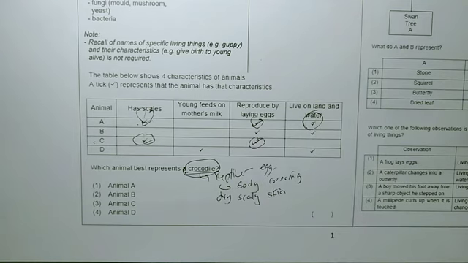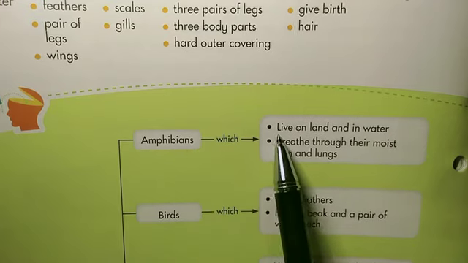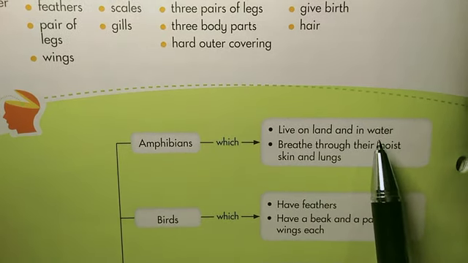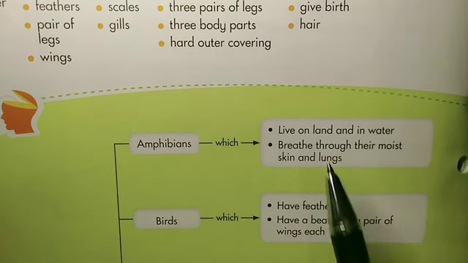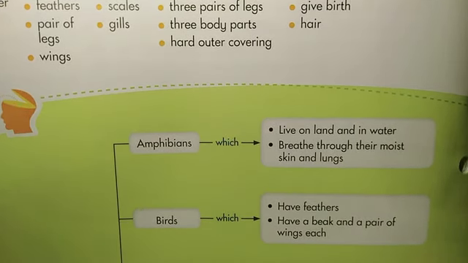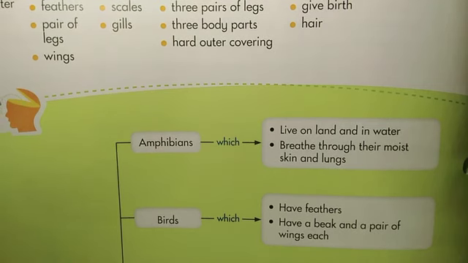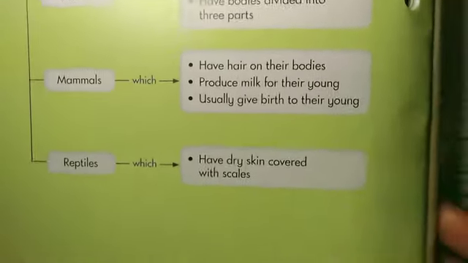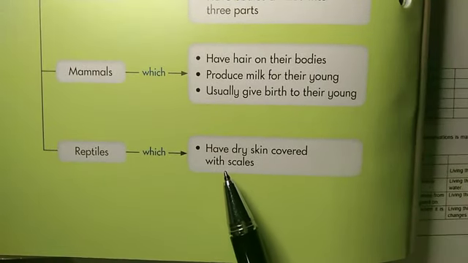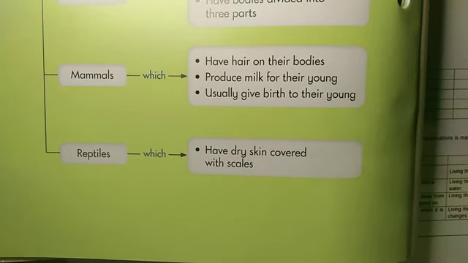Now this description, live on land and water, is used to describe amphibians. Now, why is it that this is used to describe only amphibians? Because amphibians can breathe using their lungs on land and breathe through their moist skin when they are in water. But for reptiles, that is not their general characteristics. Typically, they have dry skin covered with scales, and of course, they lay eggs.